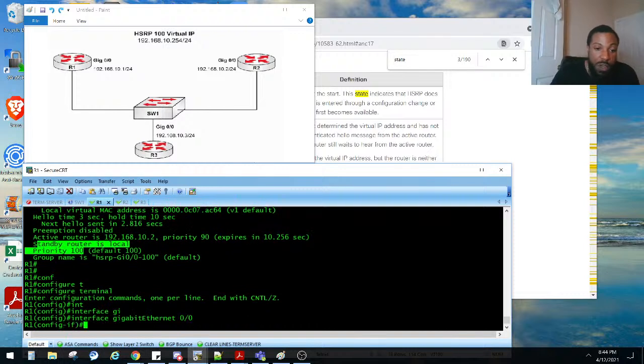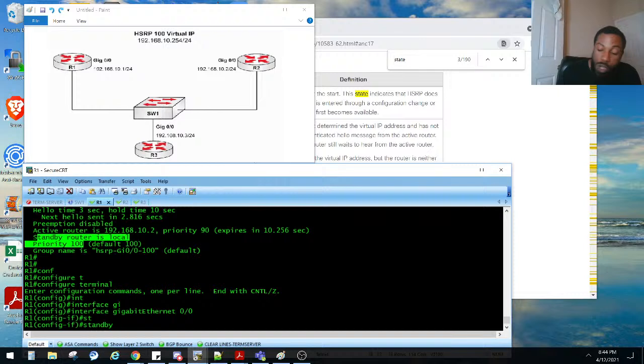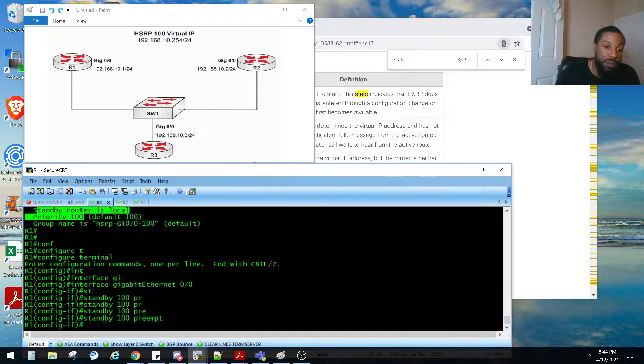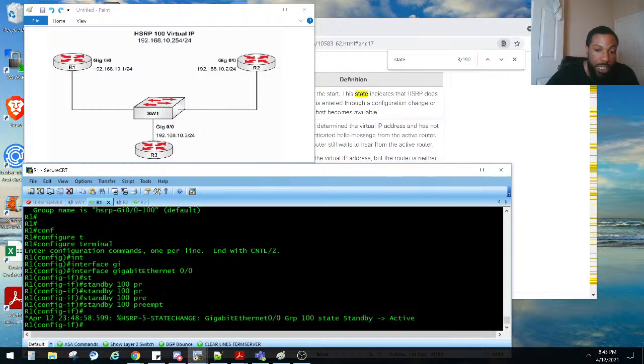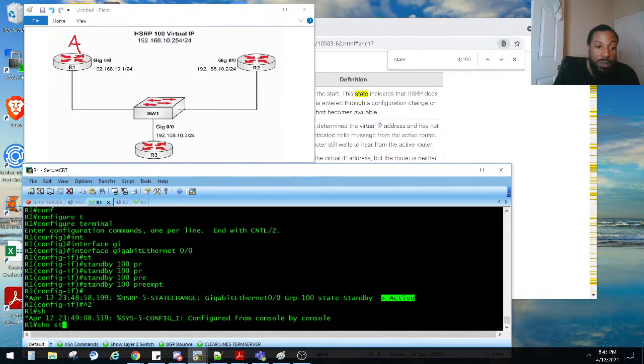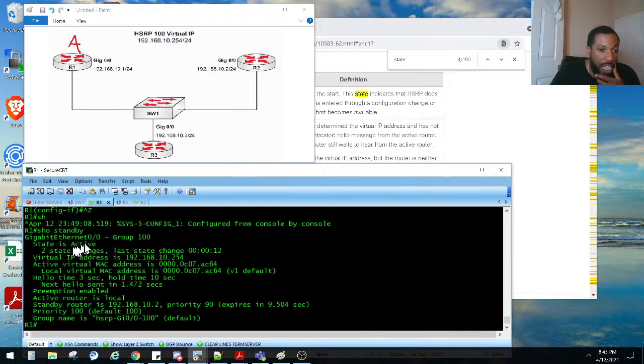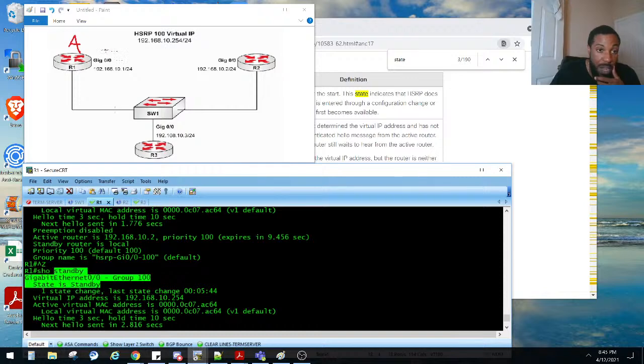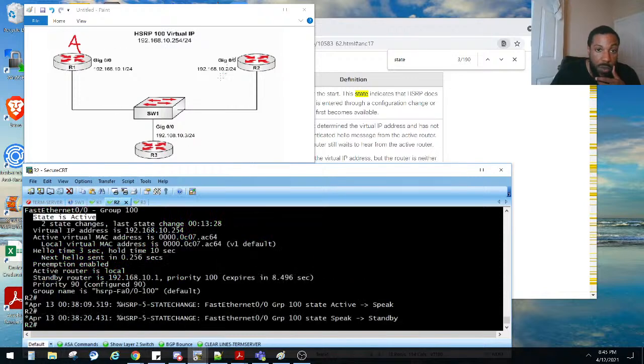So interface GigabitEthernet0/0. Now let's do standby 100 preempt. And let's see what happens. We should say hello. And notice we went from standby to active. That's this guy. So now he should be active, and we can verify that with show standby. So we are now active. Remember, prior to that we was in standby mode. So now we're active. And let's go to router 2 and take a look at what's going on here.